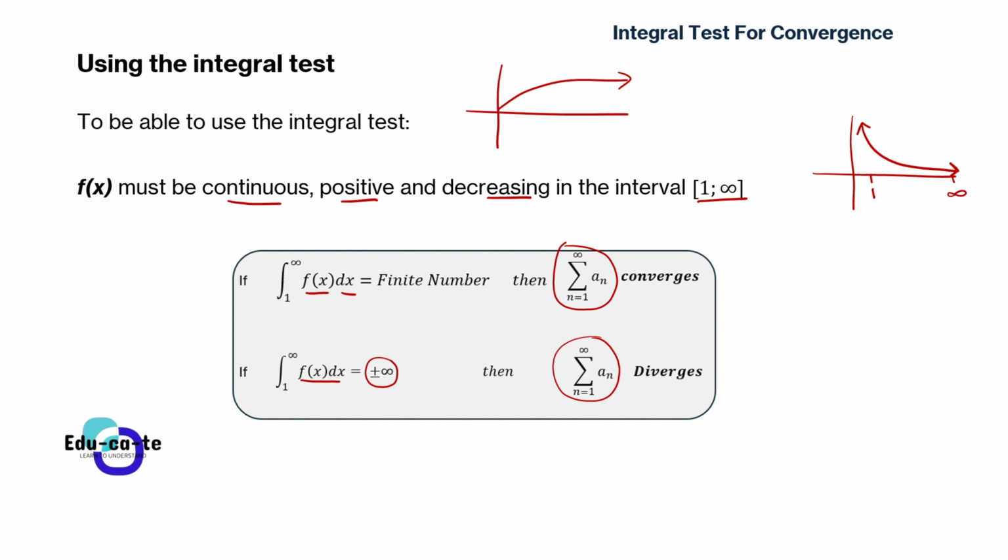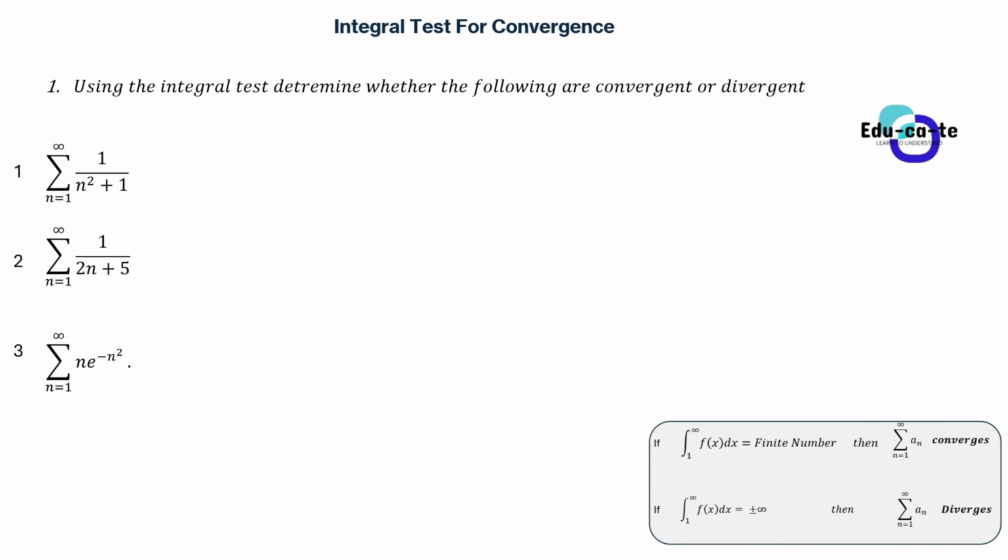But that can be understood clearly only if we see examples. Here it is. We have the series 1 over n squared plus 1. And the question says, using the integral test, determine whether the following are convergent or divergent. So these are the conditions for convergence and divergence. We are going to interpret them once we have found the integral of f of x dx from 1 to infinity. That is the condition. Find the integral from 1 to infinity.